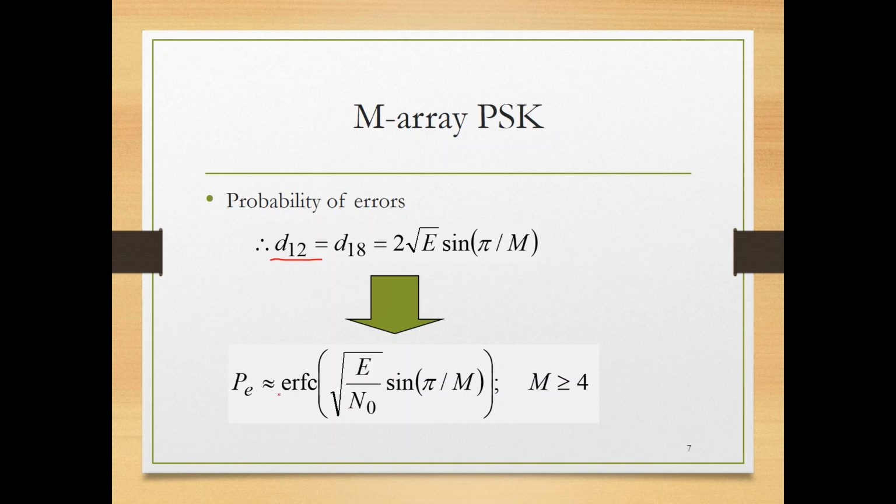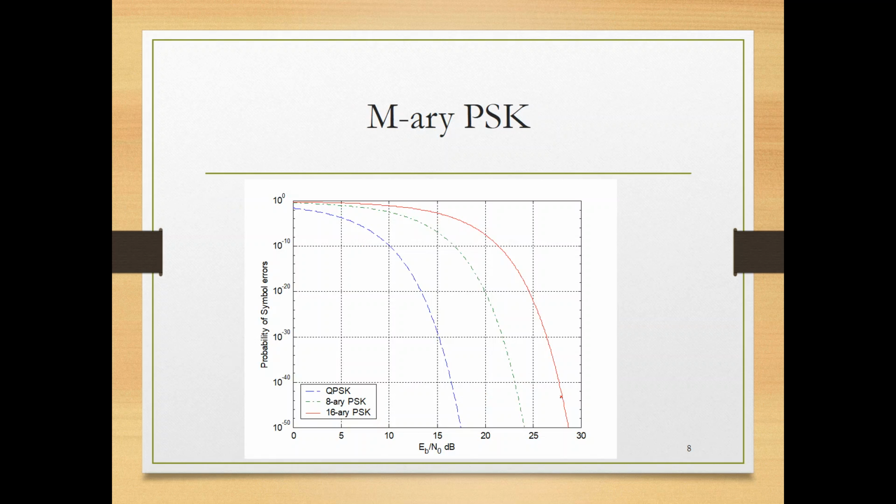And the error probability becomes square root of E over N naught multiplied by sine pi over M, for M values greater than or equal to 4. Now we found the error. You can go to MATLAB and draw the error rate, the probability of symbol errors. The blue curve here represents QPSK, the green one represents 8-ary phase shift keying, and the red one represents 16 phase shift keying. Okay, this is 16, this is 8, this is 4.